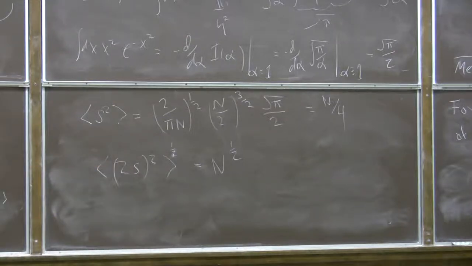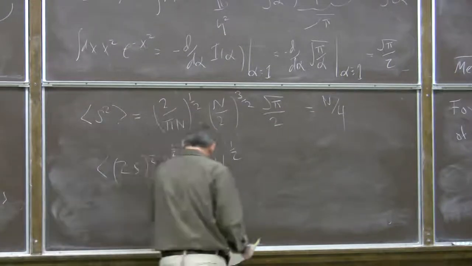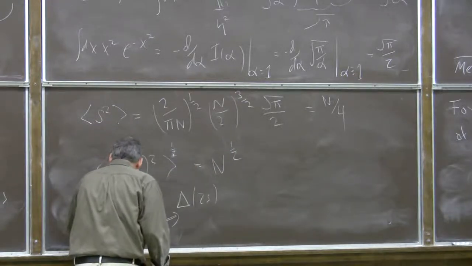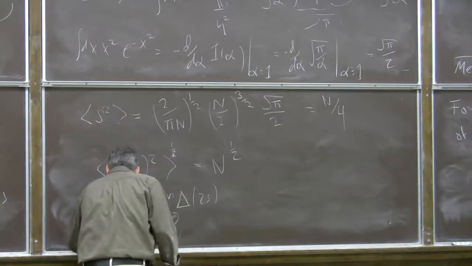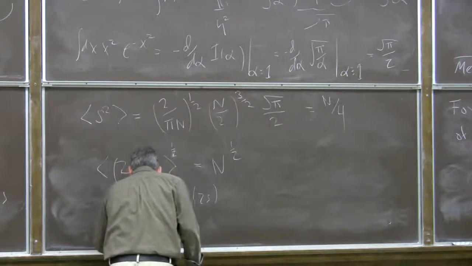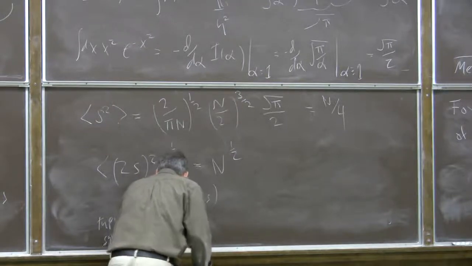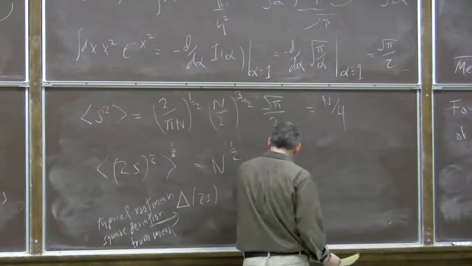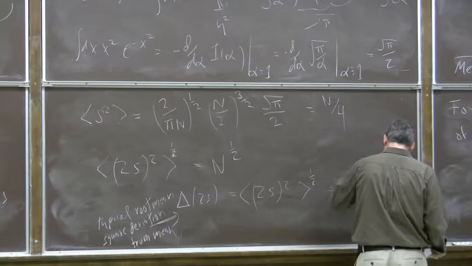So the typical root mean square fluctuation of the spin excess from its mean value of 0, I'll call it delta 2s, typical root mean square deviation from mean, the mean in this case being 0, which is, by definition, the expectation value of 2s squared, square root thereof, that's the square root of n.